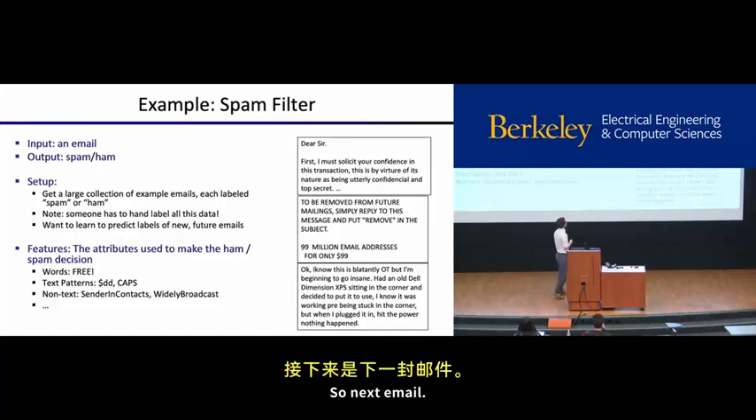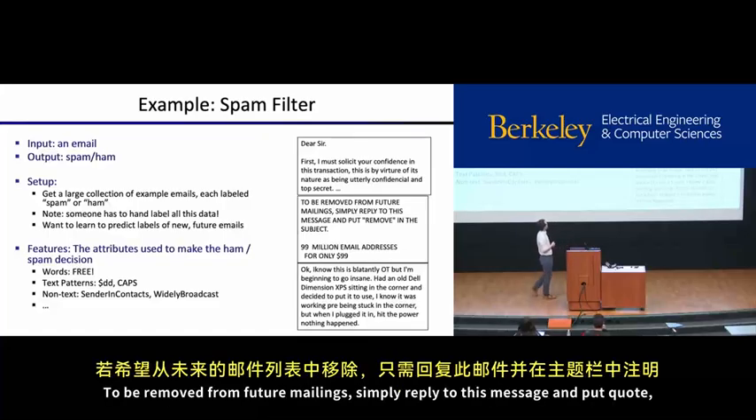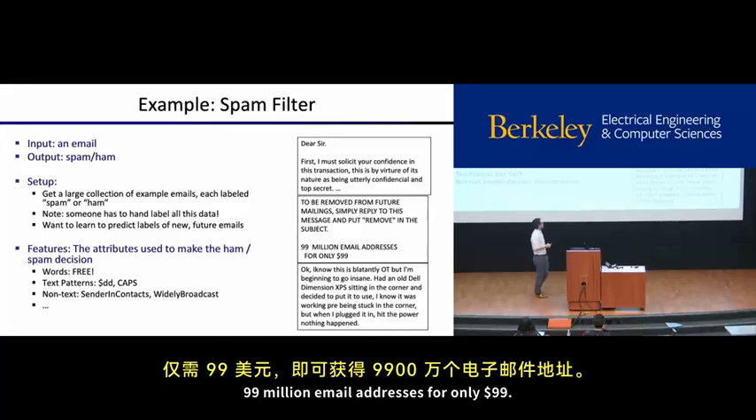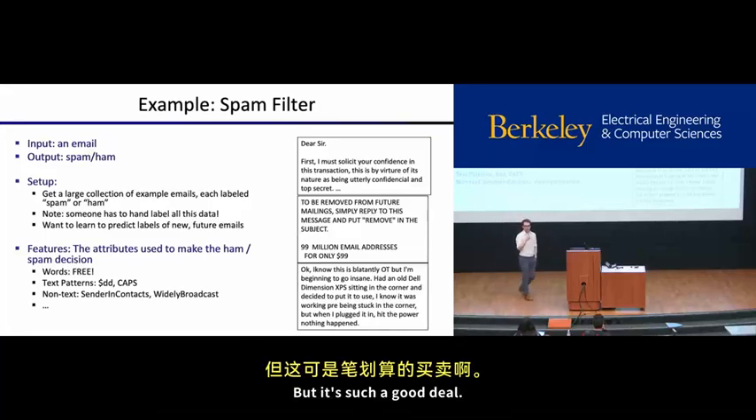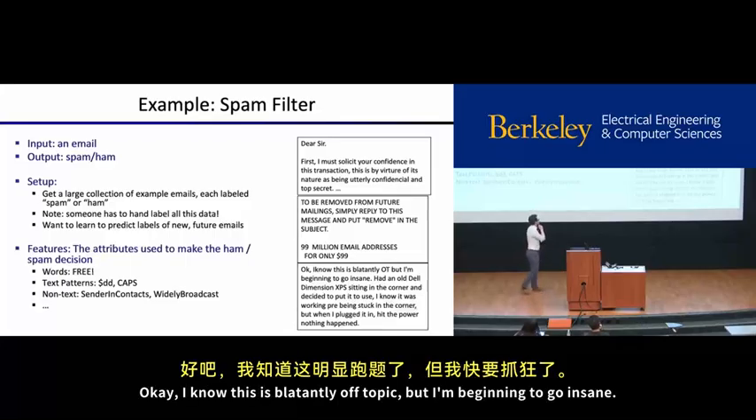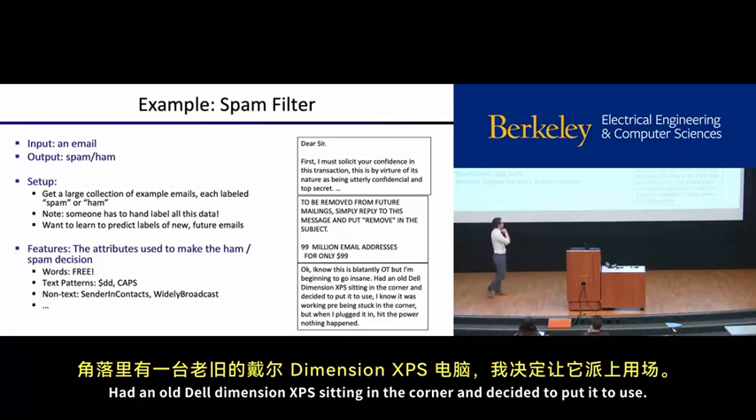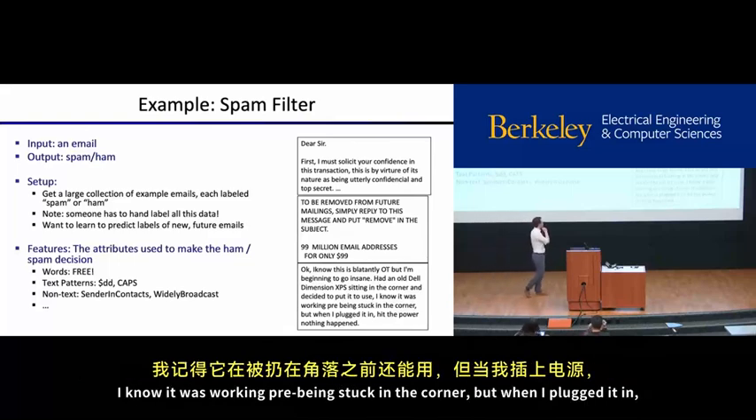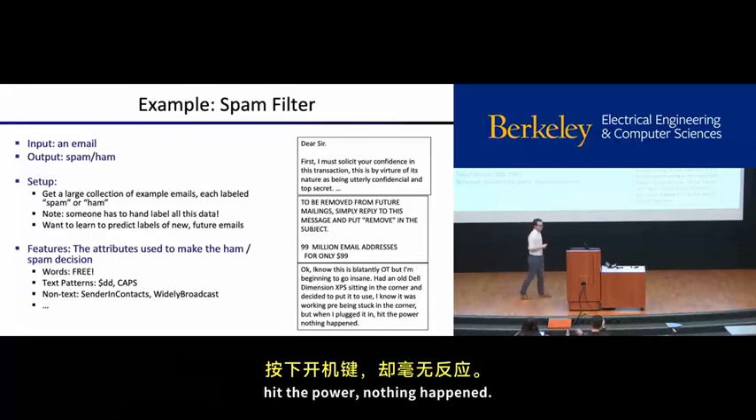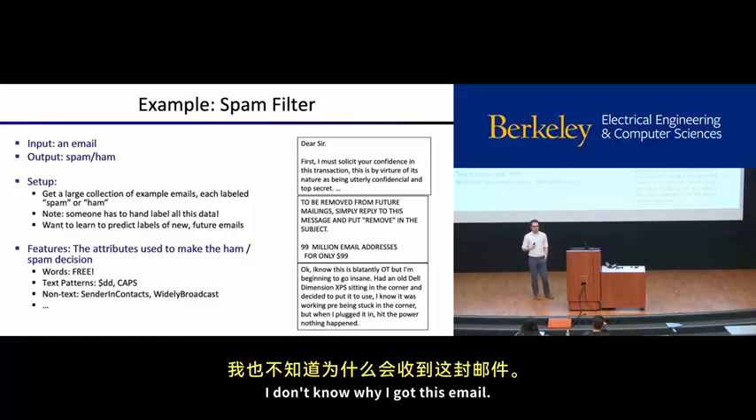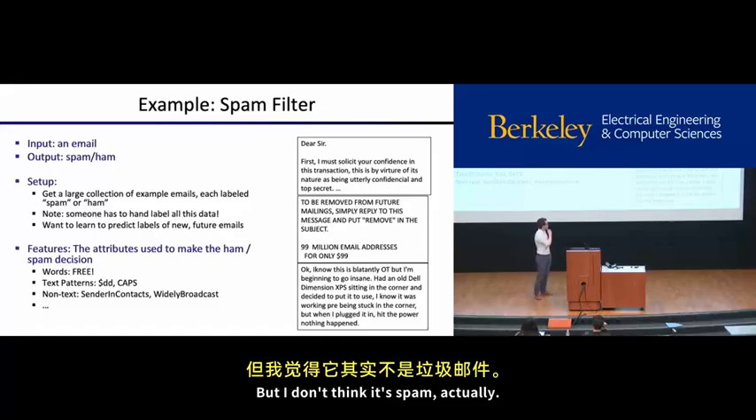So next email. "To be removed from future mailings, simply reply to this message and put, quote, remove in the subject. 99 million email addresses for only $99." Spam or ham? But it's such a good deal. Okay. How about the last one? "Okay, I know this is blatantly off topic, but I'm beginning to go insane. Had an old Dell Dimension XPS sitting in the corner and decided to put it to use. I know it was working pre-being stuck in the corner, but when I plugged it in, hit the power, nothing happened." Sort of a weird email. I don't know why I got this email, but I don't think it's spam, actually.